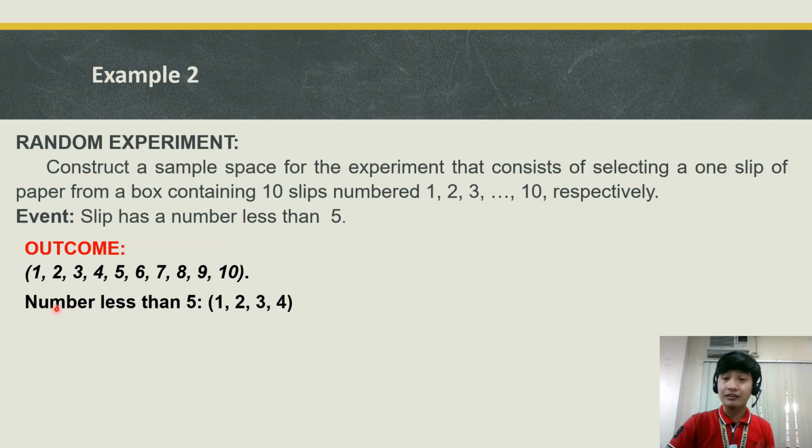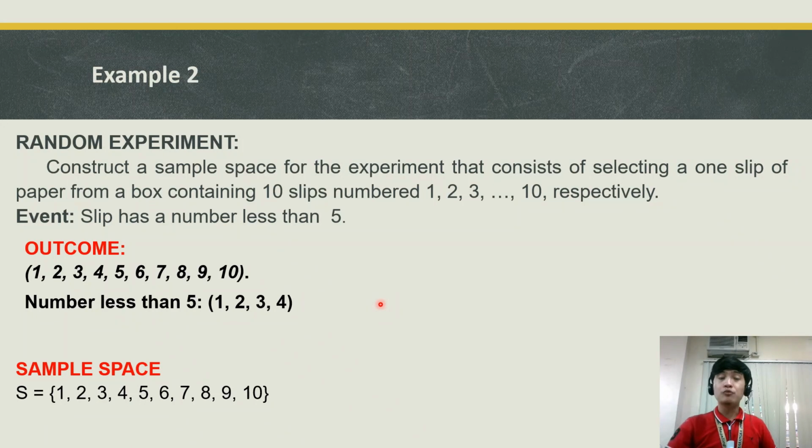Now, if we are going to express these outcomes, or the sample points, as a sample space, here it is. We let S be the letter that will represent our sample space for this experiment. So, we have here 1, 2, 3, 4, 5, 6, 7, 8, 9, 10. So, we just put all of these in one set, because we know the sample space is a universal set, the totality of the possible outcomes of the given experiment for this example.